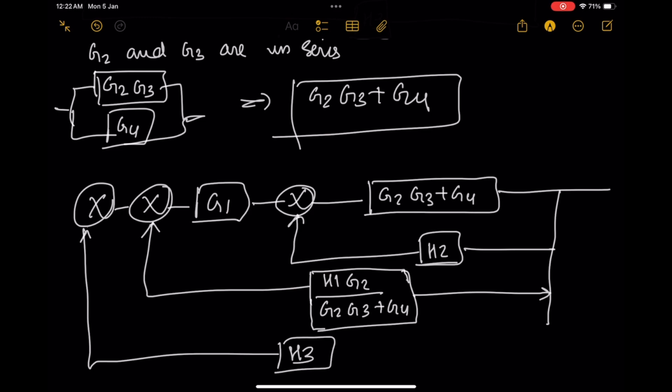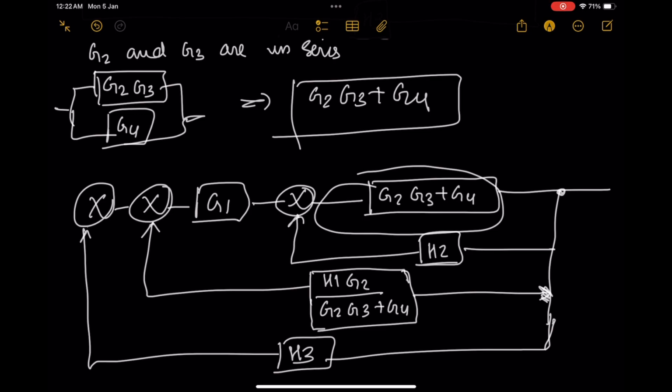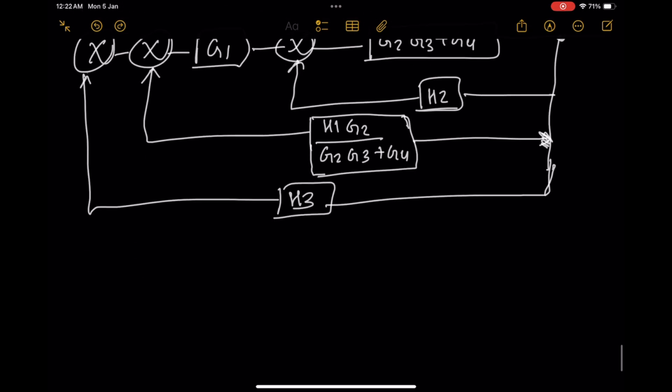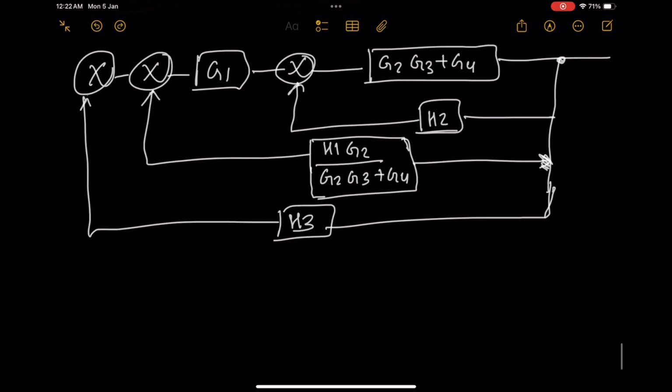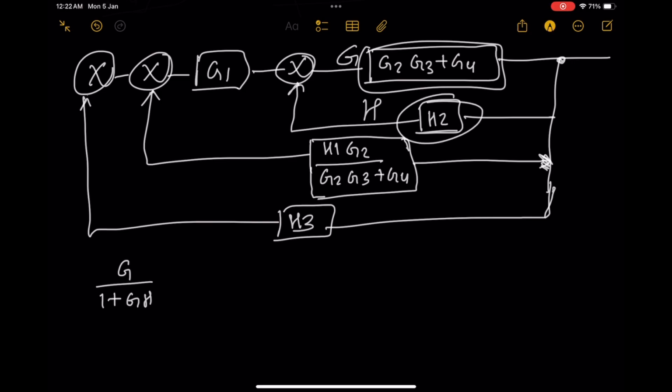Now I'm going to solve each of the loops one by one. I'm considering the innermost loop, starting with H2. In order to do that, I'm going to solve this loop. We know the closed loop transfer function, so I'm going to apply the equation G by 1 plus GH. Here this box represents G, and this box represents H. So I'm going to solve it like that.